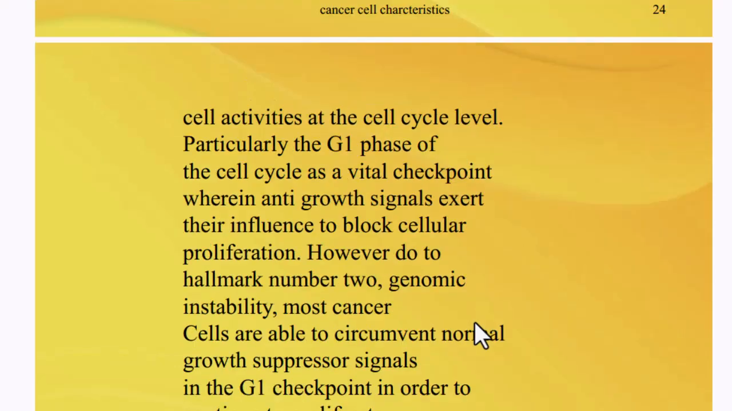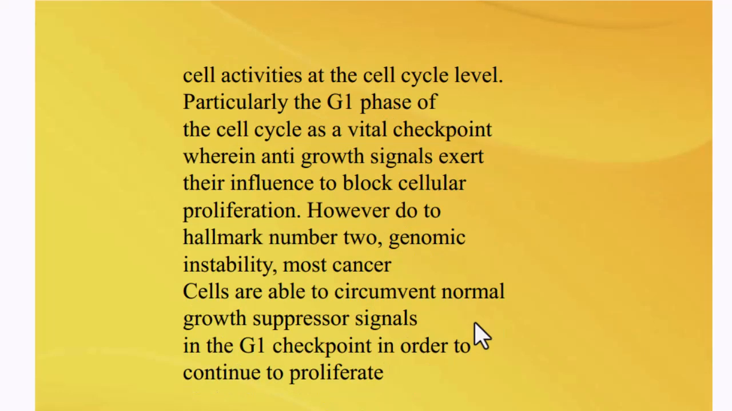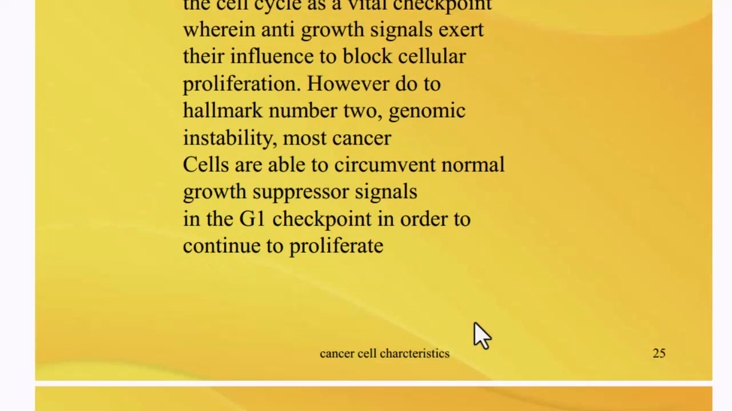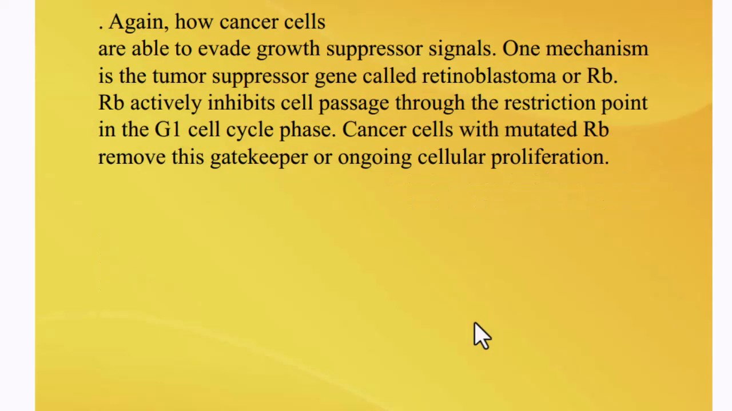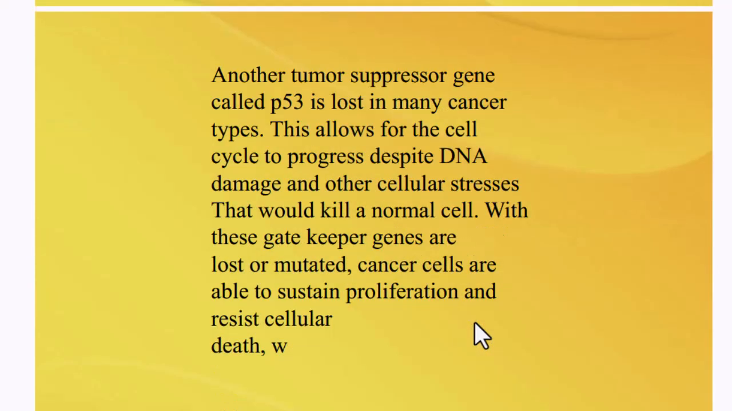Hallmark number 2, genomic instability. Most cancer cells are able to circumvent normal growth suppressor signals in the G1 checkpoint in order to continue to proliferate. Again, how are cancer cells able to evade growth suppressor signals? One mechanism is the tumor suppressor gene called retinoblastoma, which inhibits cell passage through the restriction point in the G1 cell cycle. Cancer cells with mutated RB remove this gatekeeper for ongoing cellular proliferation.